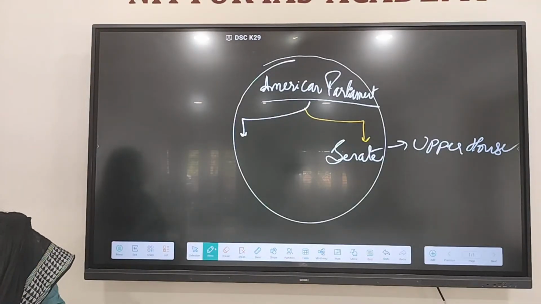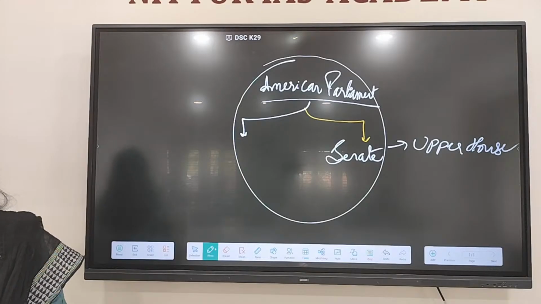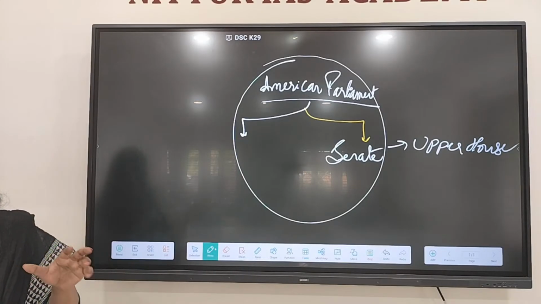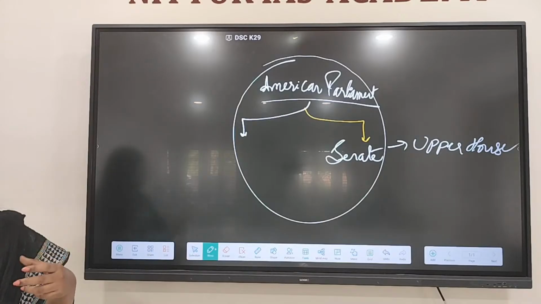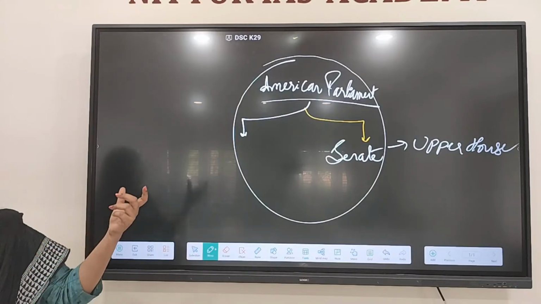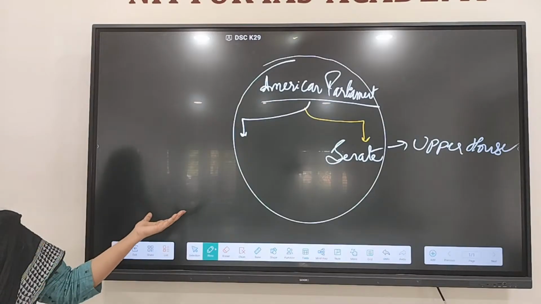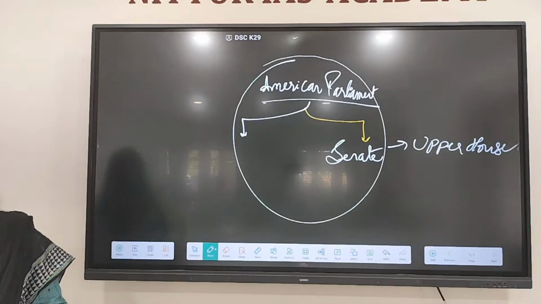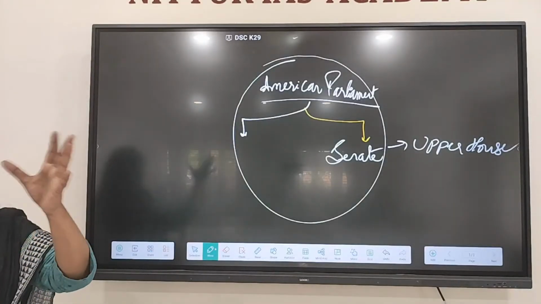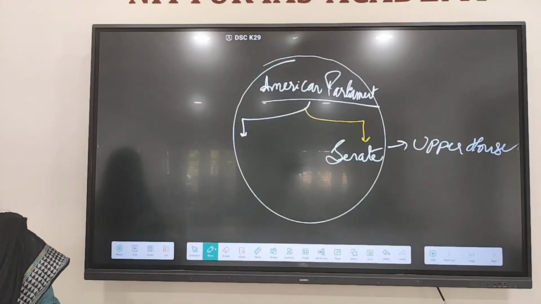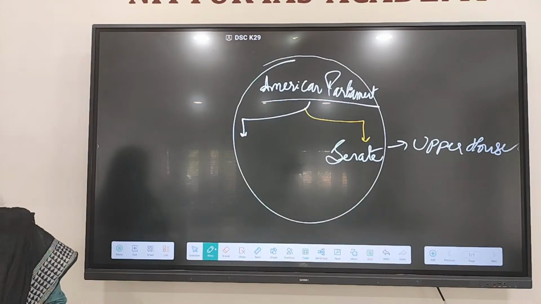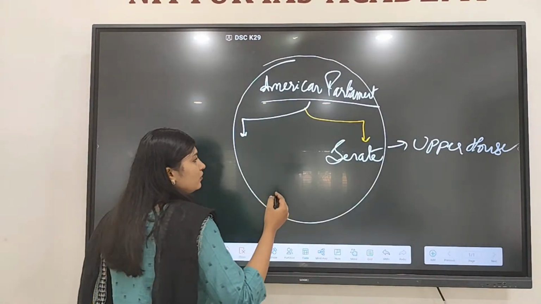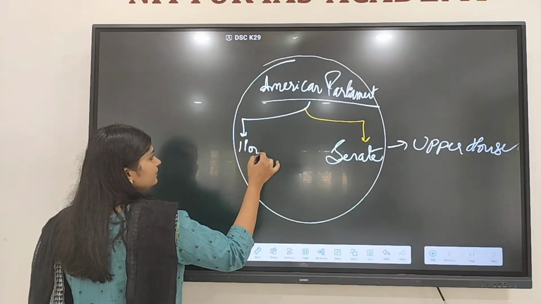There are a lot of Indian origin representatives as well. Okay, they are born there. In order to become the president or a member of the Senate or the House of Representatives, they should be born in America. Even though their parents are from India, at least they should be born there. They must have American citizenship, born American citizenship.